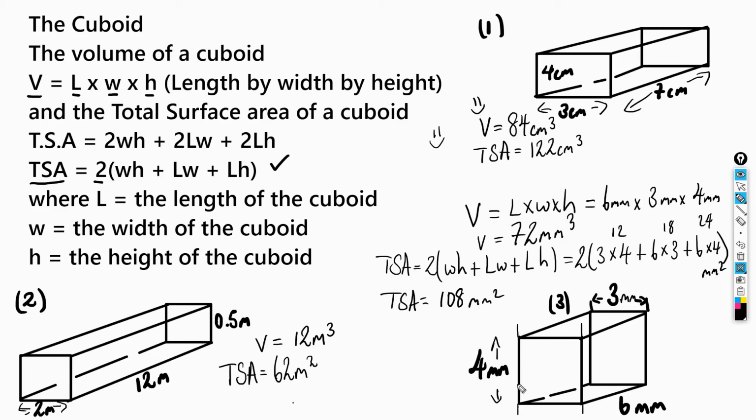All right. Okay, guys, so we are finished these 3 examples. Okay, so let's just write it over here. The volume for number 3 is equal to 72 millimeters cubed, and the total surface area is equal to 108 millimeters squared. All right. Awesome, guys.